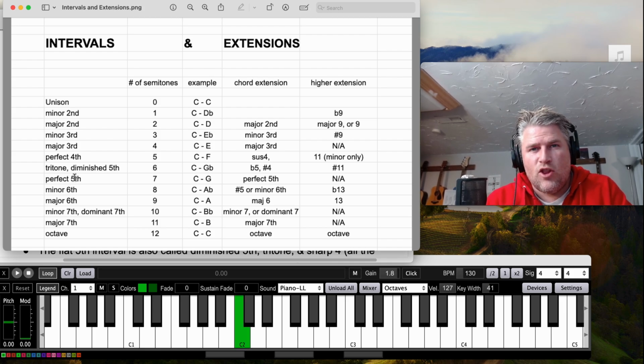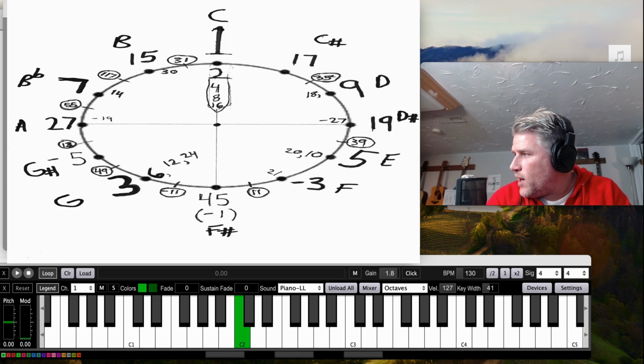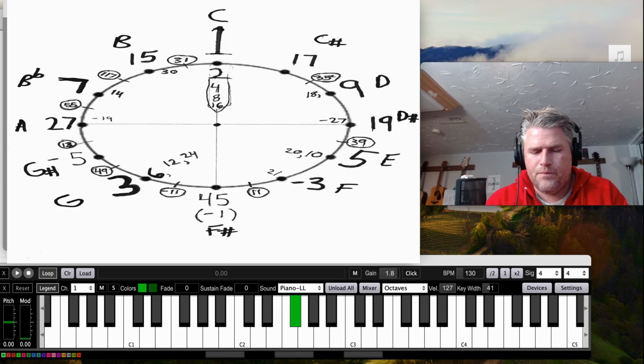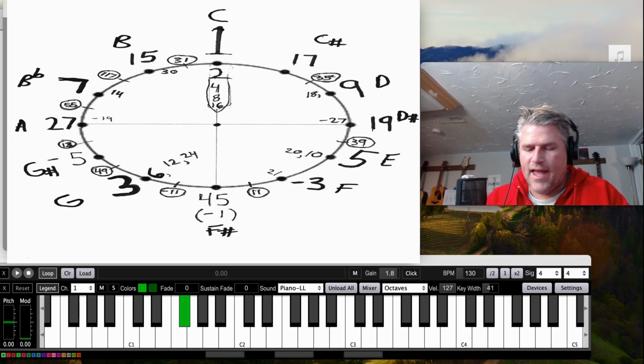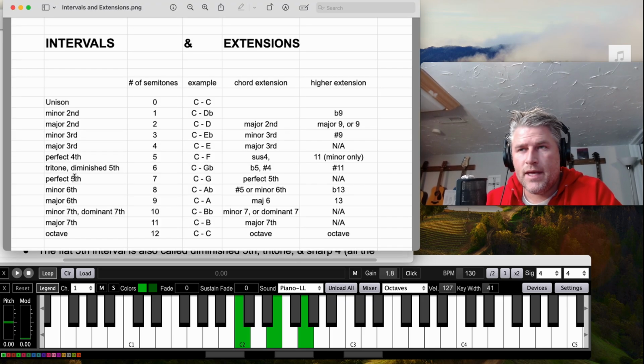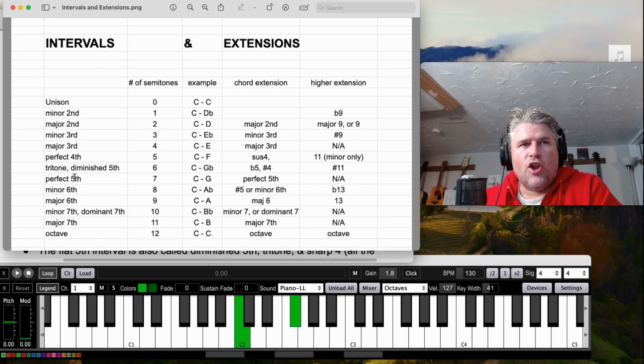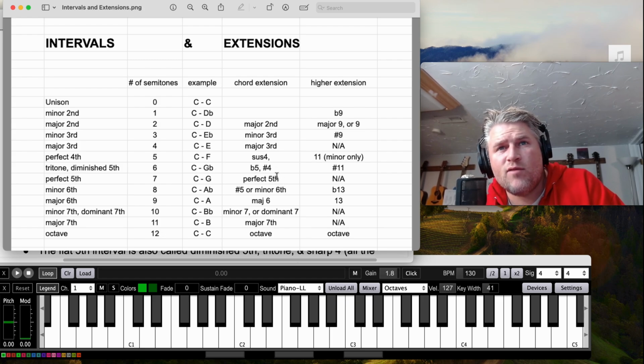And here's how I prove that. Look, if we go from a C, let's go up 6. We get F sharp. Let's go down 6. F sharp. Mirror image, because it's exactly halfway around the circle. Anyway, that's called a diminished fifth, or a tritone, or a flat 5, or a sharp 4.